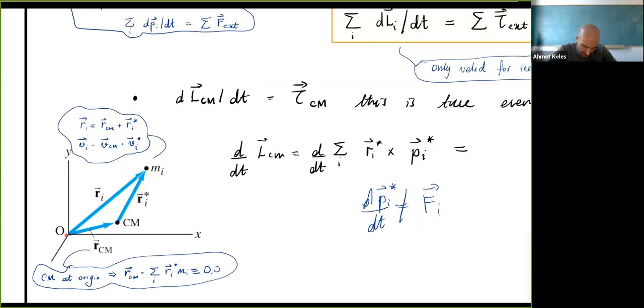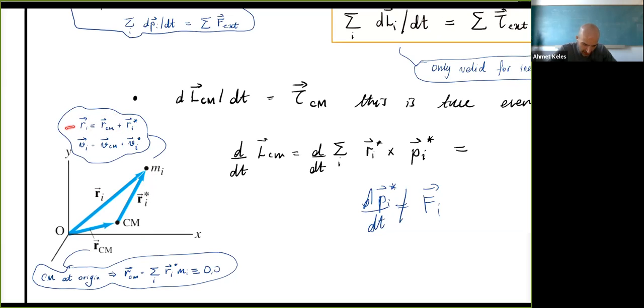And the location of m_i is what we call r_i, like this. And the location of m_i with respect to the center of mass is r_i star. Star means in a coordinate system where the center of mass is the origin. So we can write it like this, right? r_i is equal to r_center of mass plus r_i star.